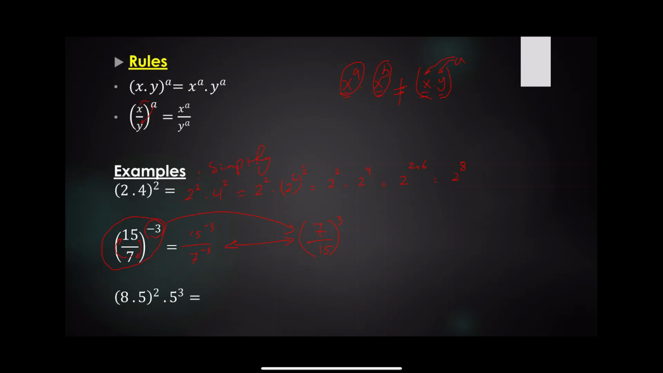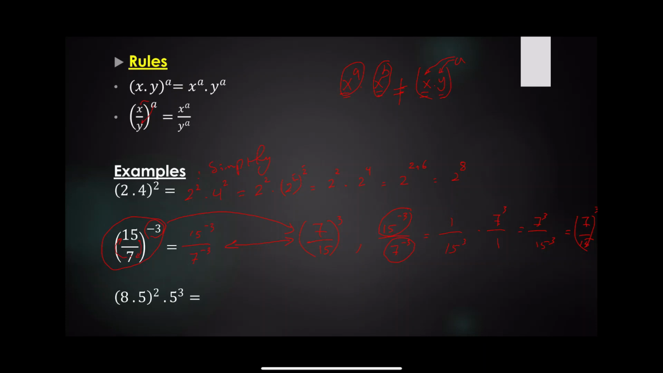Why? I can prove this. 15 to the power negative 3 and 7 to the power negative 3. First of all, we know that this can be written as 1 over 15 to the power 3. And this, if we flip it, will become 7 to the power 3 over 1. So this times this will give us 7 to the power 3 over 15 to the power 3. See, they are the same, because at the end we can write this as 7 over 15 to the power 3.